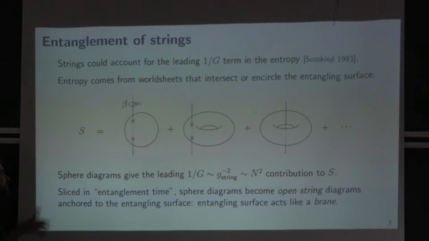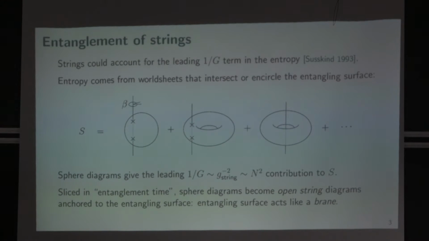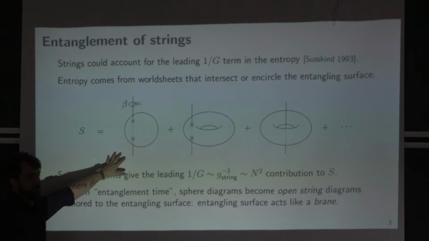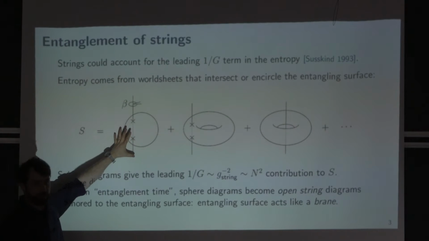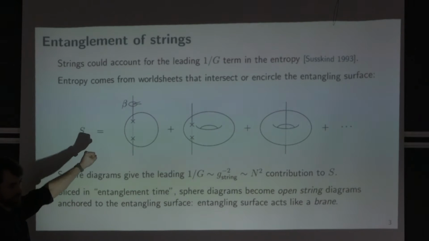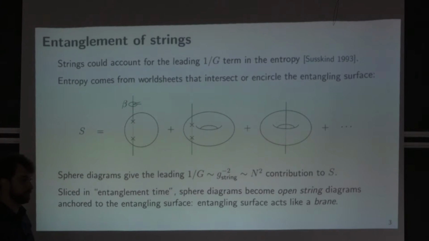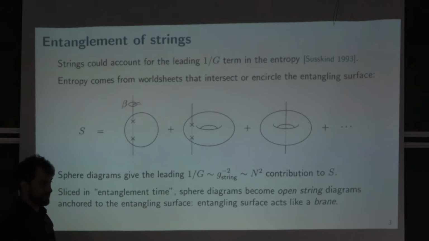So what you can show is that, first of all, only diagrams which intersect or encircle the entangling surface contribute. But the thing that string theory has that field theory doesn't have is a sphere diagram. If you take a field theory limit, this will just contract to a point, and you'll think of it as just a local classical counterterm. But in string theory, this is actually a dynamical object. It's something you can calculate.